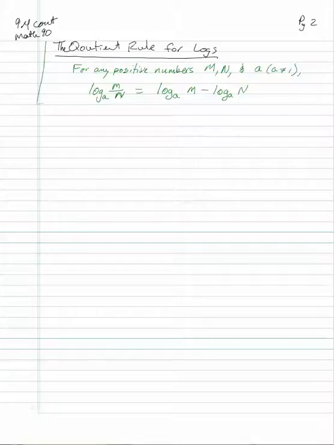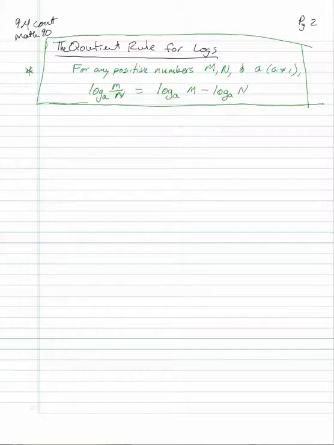Okay? Which should make sense, because when I multiply them, I add the logarithms. So if I multiply the numbers inside, I add the logarithms. If I divide, I subtract. And if I do a power inside, I bring the power out in front and multiply. Okay, so those are the three basic rules.